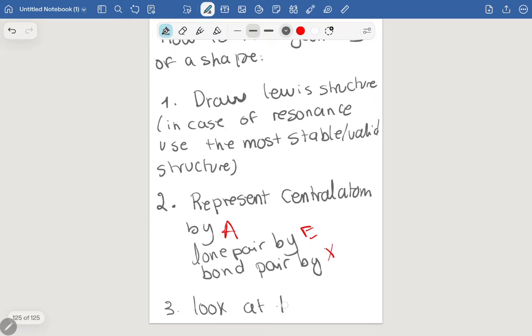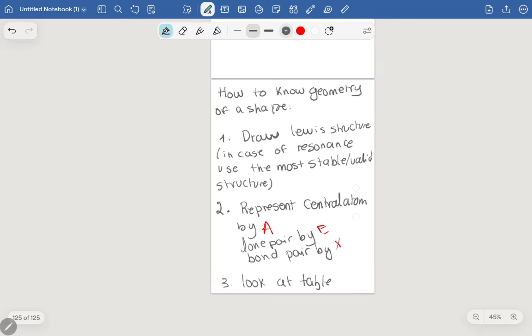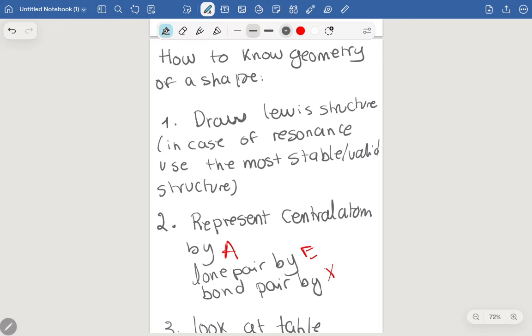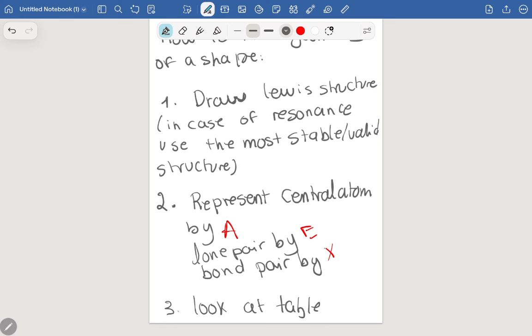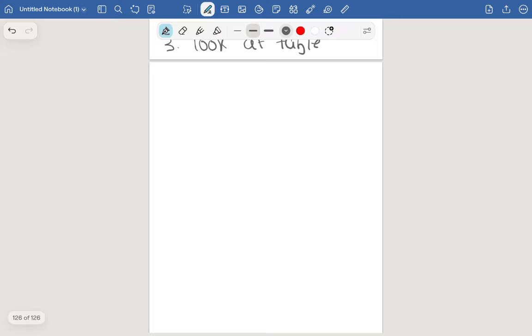So the 3 steps in order to determine the geometry of a shape are, first of all, draw the Lewis structure. In case of a resonating structure, you need to use the most stable or valid structure. Step number 2, you represent the central atom by A, the lone pair by E, and the bond pair by X. Of course, this is the bond on the central atom. And then the third step is to look at the table.